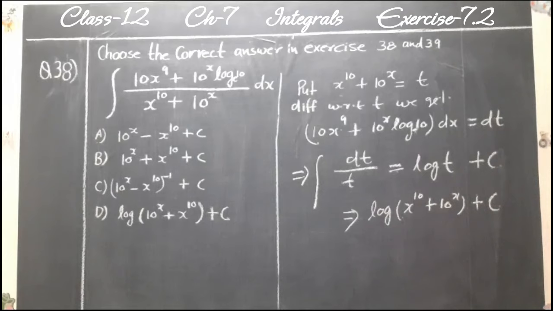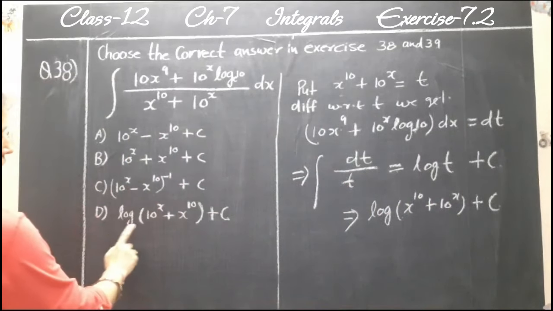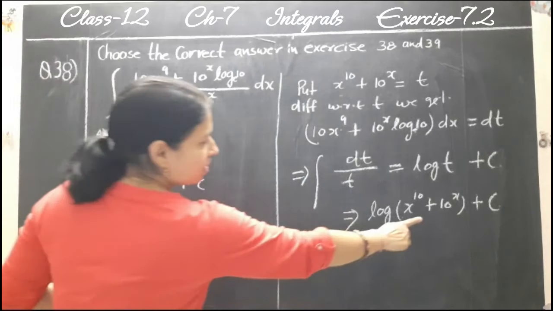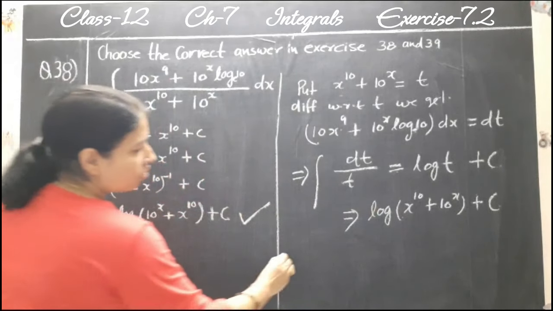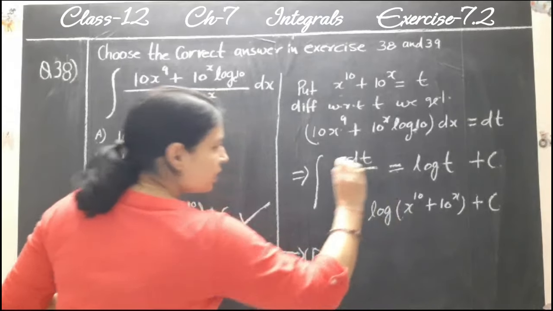So let us check it. Which option is correct? Log of x to the power 10 plus 10 to the power x. This one. So option number 4 is correct. So we can write option D is right.